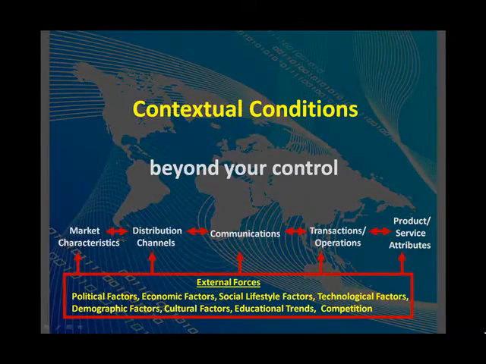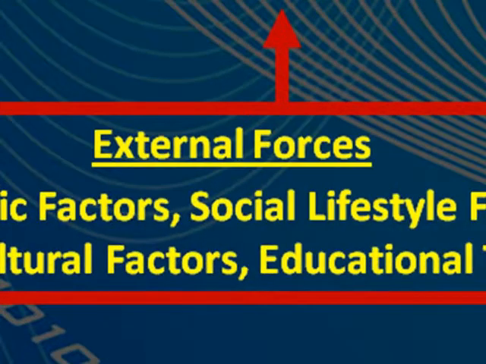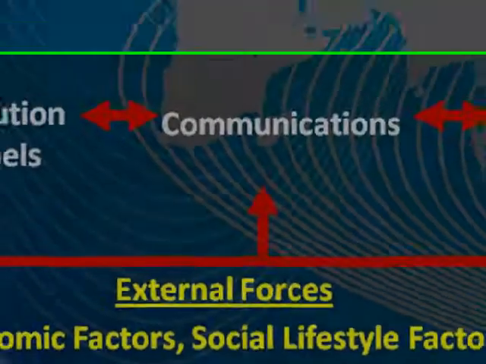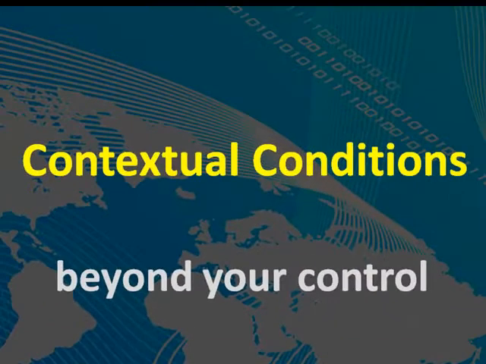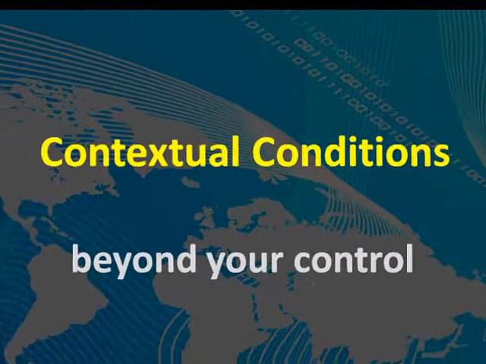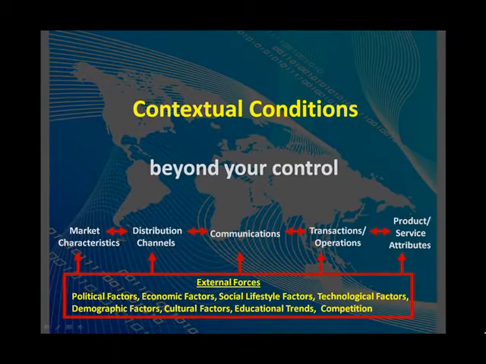Now I want to go to the box that's below the value chain called external forces. These are the contextual conditions that impact our ability to shape and mold the value chain. The likelihood is most of these will be beyond your control. For example, there might be political factors like government regulations that we need to comply with. There could be economic factors, social lifestyle factors, technological factors, or cultural factors. All of these are going to have some impact on our ability to shape and mold the value chain, and we want to take those into consideration.